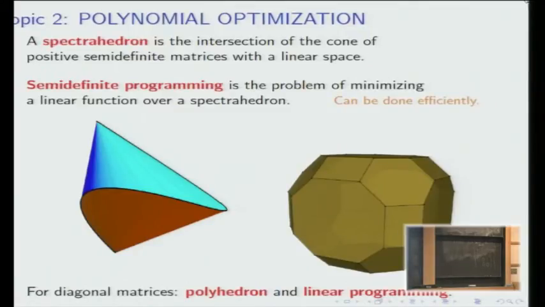Okay, new topic. See, the nice thing about having about 3 different topics is you can always reboot. Okay, so new topic, start again. So in polynomial optimization, an important paradigm is the concept of semi-definite programming. So let me tell you about semi-definite programming. It's the problem of minimizing a linear function over a spectrahedron. And what's a spectrahedron? A spectrahedron is the intersection of the cone of positive semi-definite real symmetric matrices with an affine linear space.